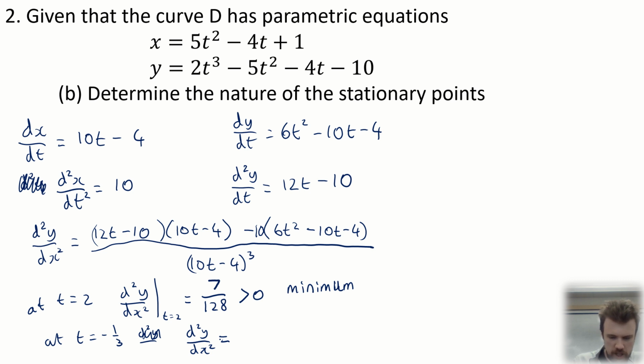Minus 4, all cubed. And you should get, in theory, minus 63 over 242, which is less than 0, which is therefore a maximum. There you go. So that is the nature of the two stationary points. T equals 2 is a minimum. T equals minus a third is a maximum, which is what we're expecting.